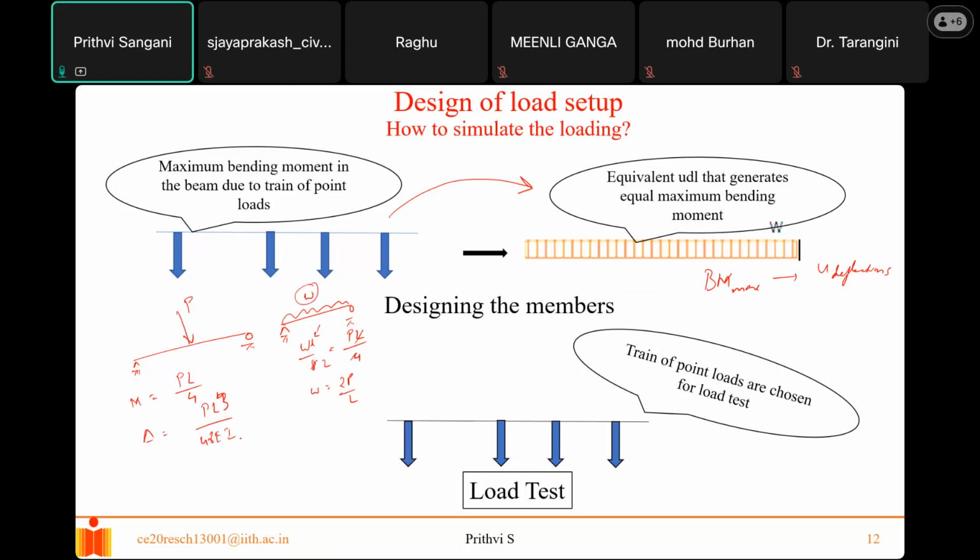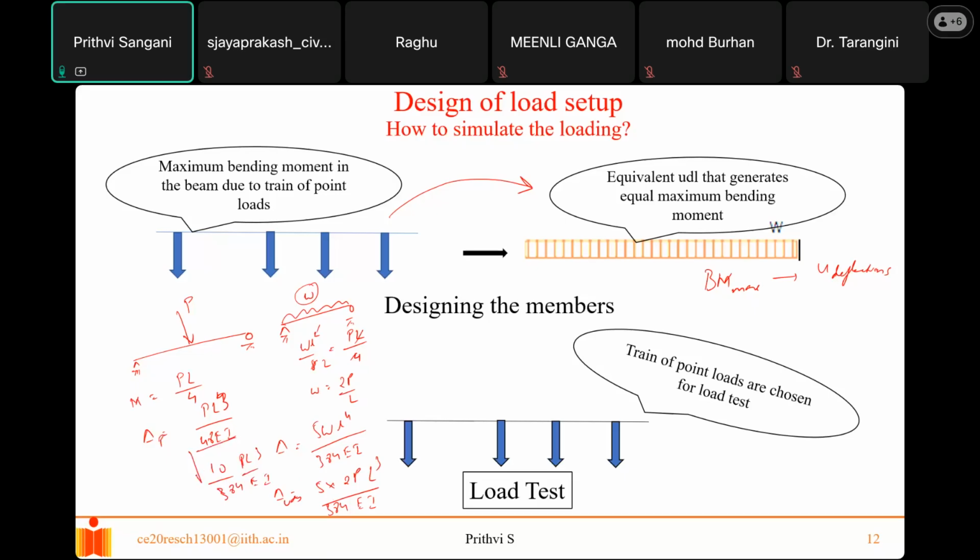In this case, what is our delta? Delta is going to be 5 WL power 4 by 384 EI. So if I substitute W as 2P by L, this is L cube, and this is going to be 10 by 384 PL cube by EI. This is due to UDL, and this is due to the point load.